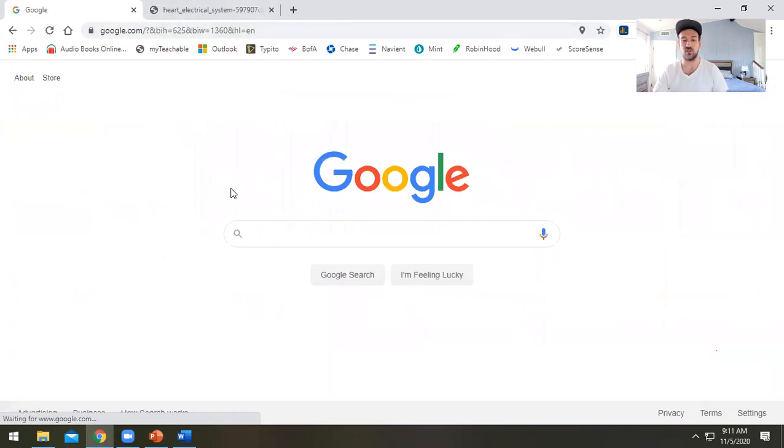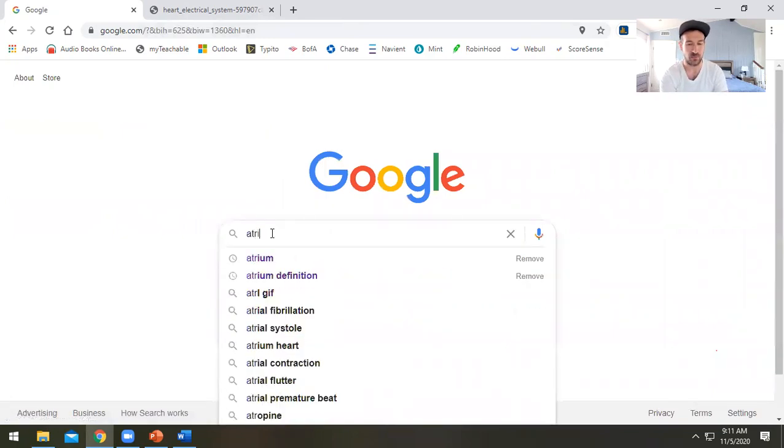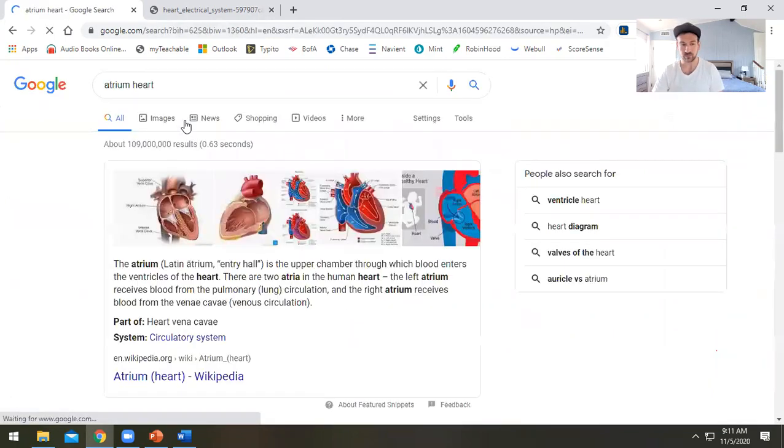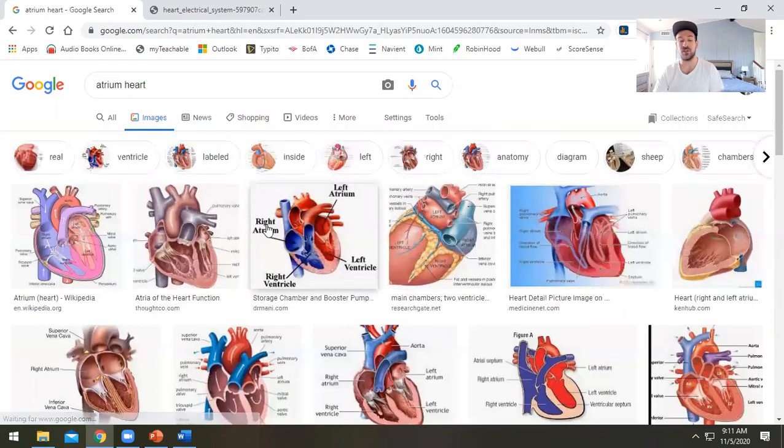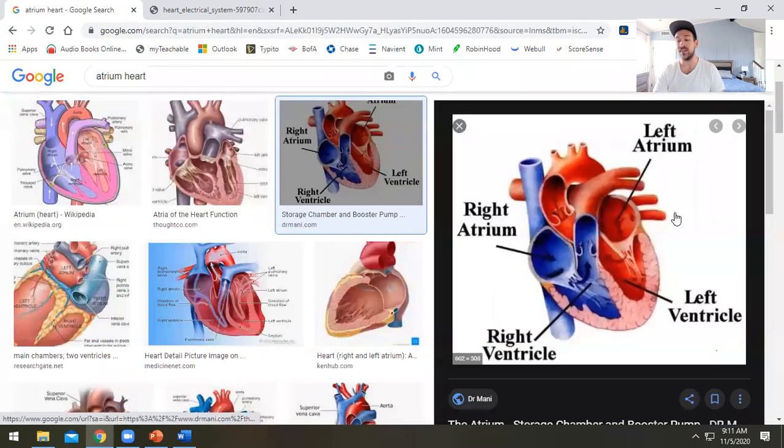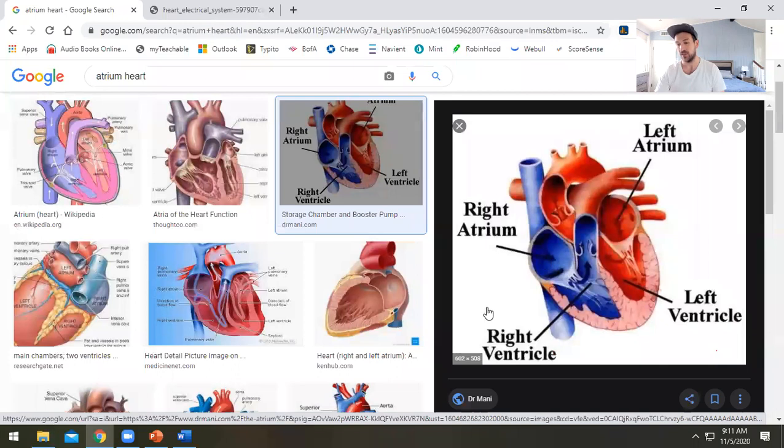Well, the same thing is true in your heart. The atrium of the heart is the chamber that gathers blood once that blood has come back to the heart. I've got a right atrium here and a left atrium here. You can see this little blood vessel here, and this one right here, with the little holes. This is your superior vena cava and this is your inferior vena cava, dumping blood back into the heart.